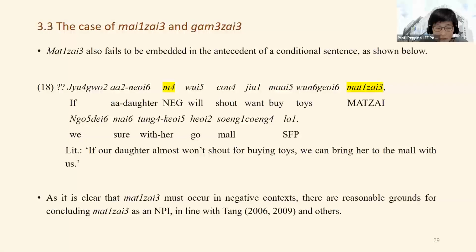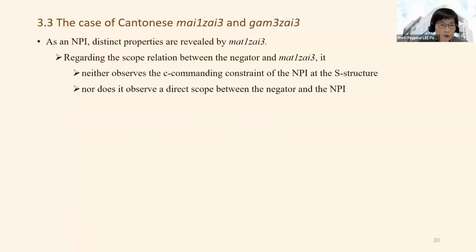So the conclusion will be, yes, 乜滯 is a negative polarity item. However, the relationship may not be that straightforward. It is not syntactic licensing, but a semantic one as well. This is the conclusion. As an NPI, distinct properties are revealed by matzai. Regarding the scope relation between the negator and matzai, it neither observes the C-commanding constraint of the NPI at the surface structure. Secondly, it does not observe a direct scope relationship between the negator and the NPI.